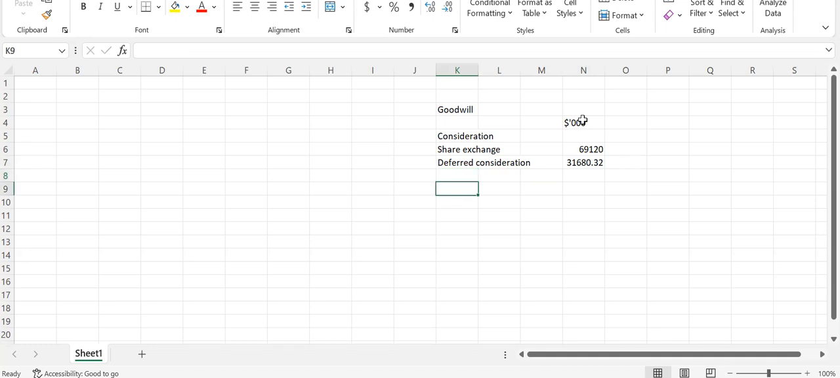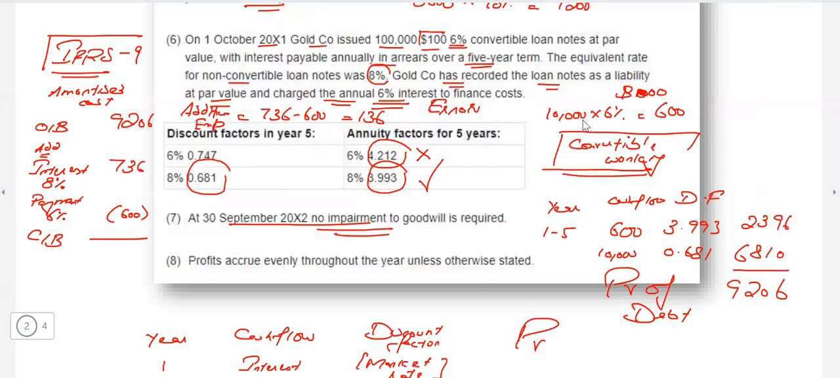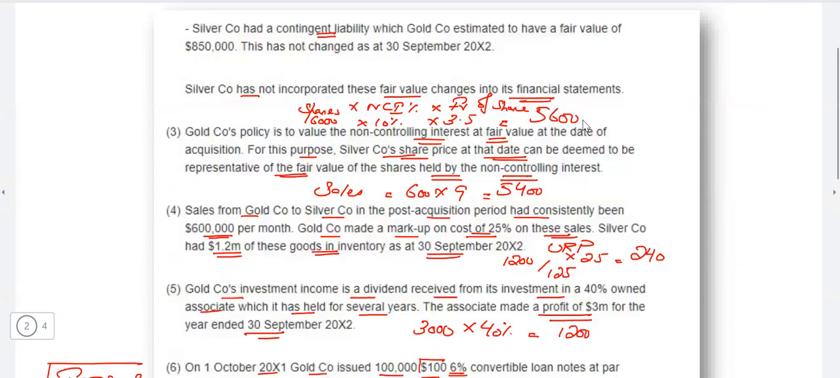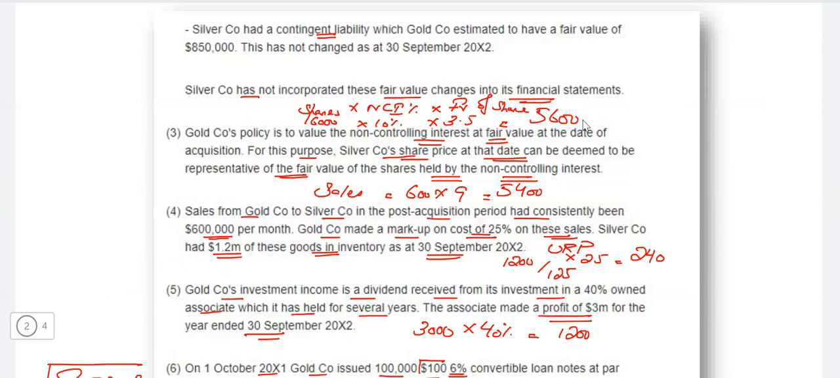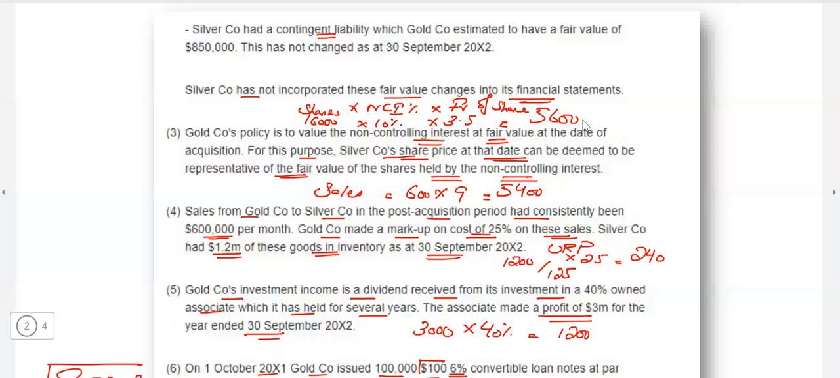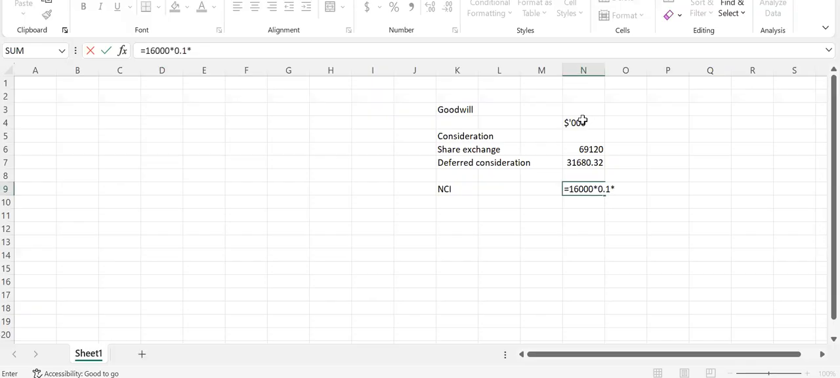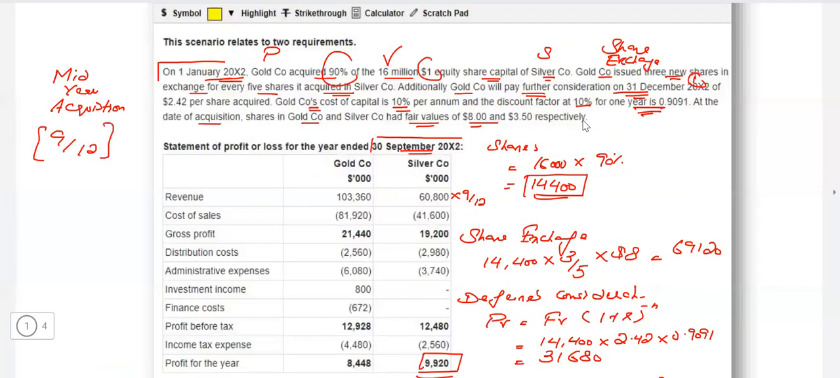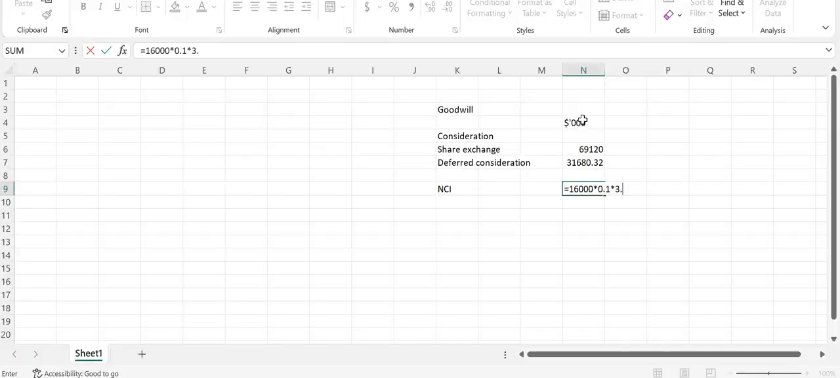Okay, then we need to add the non-controlling interest. And they say non-controlling interest is calculated at the fair value. We have already done that. This one. So again, you need to show the examiner how it is being calculated. So 16,000 is the number of shares total. The share belonging to NCI is 10%, which is 0.1. And they say that you take the subsidiary share price for that, which is 3.5. So multiply by 3.5 and you get this 5,600.